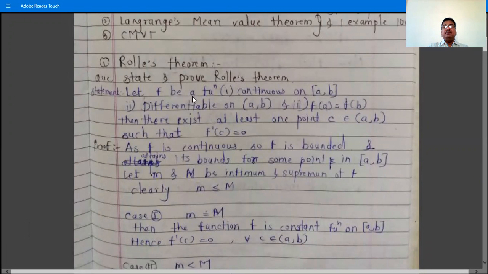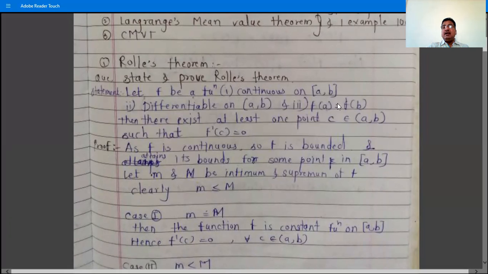That is, let f be a function satisfying these three conditions. Number one, f is continuous on the closed interval [a, b]; two, differentiable on the open interval (a, b); and the third condition is f(a) is equal to f(b). That is, the value at the first point and the value at the last point are the same. Then there exists at least one point c belonging to the open interval (a, b) such that f'(c) is equal to 0. The derivative at that point is equal to 0.